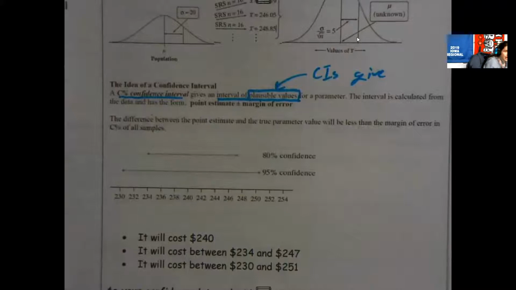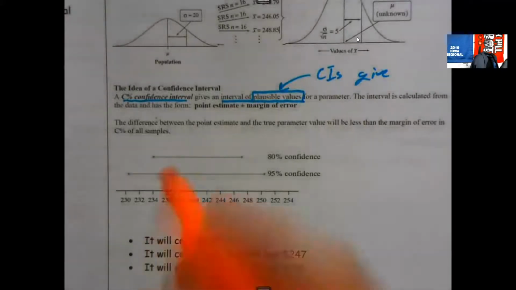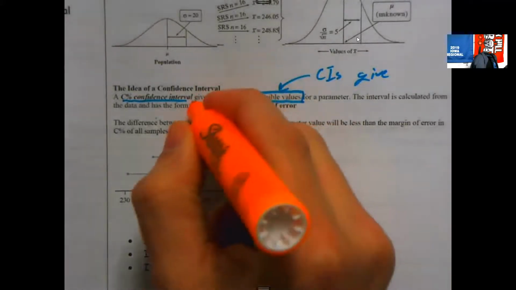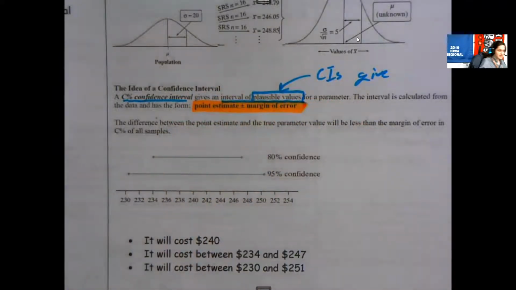Zoom in, there we go. All right, so the interval is calculated and has the form. Okay, so here we have our very first formula. We're not actually going to get to plug any numbers into it today, but here is our formula for a confidence interval. Your point estimate plus or minus your margin of error.